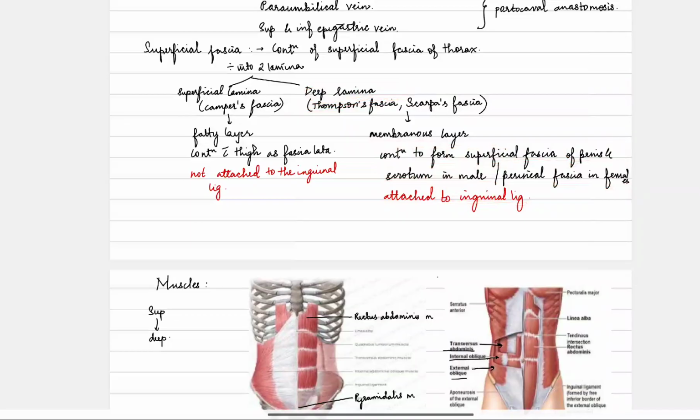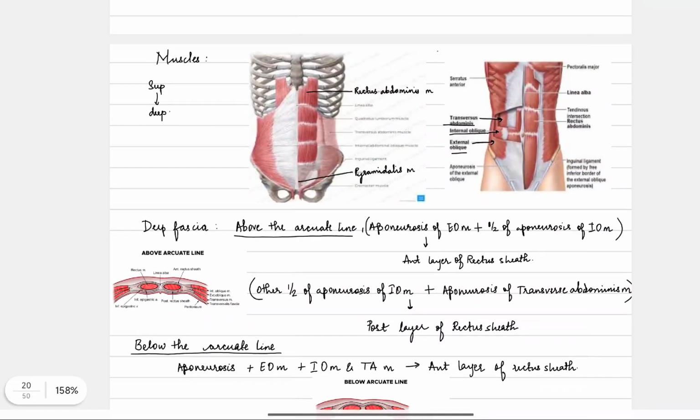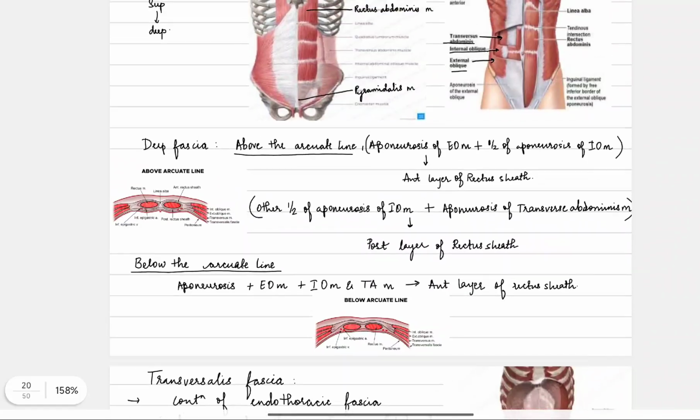Okay. Now we move on to the muscles. Which are the muscles? The pyramidalis muscle. Okay. The rectus abdominis muscle. The external oblique, internal oblique, and transverse abdominis muscles. Now next is the deep fascia.